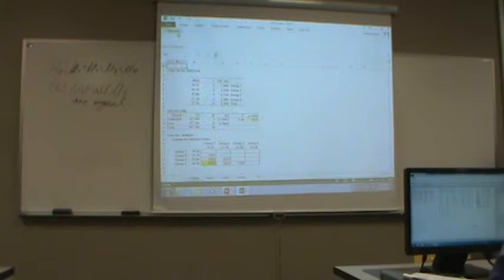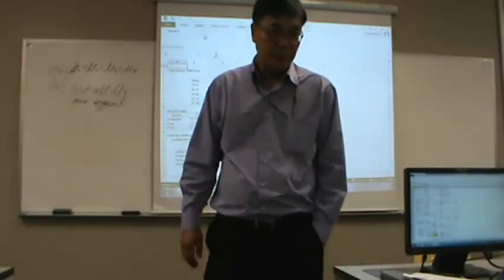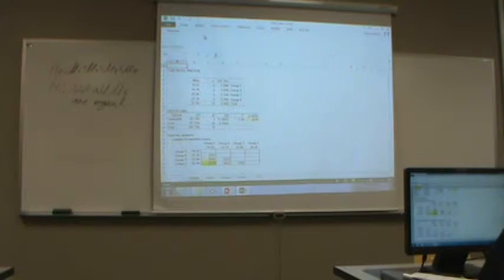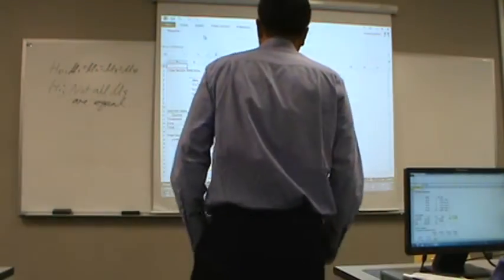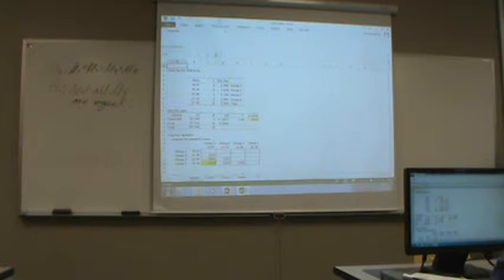Excuse me? It says when P is less than 0.5. Which one? I already did it, but when we went to ANOVA, it says when P is less than 0.5. It doesn't matter. Okay.